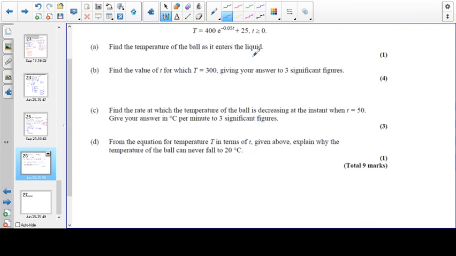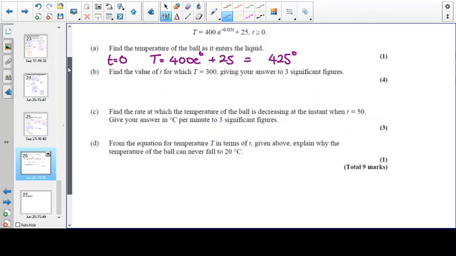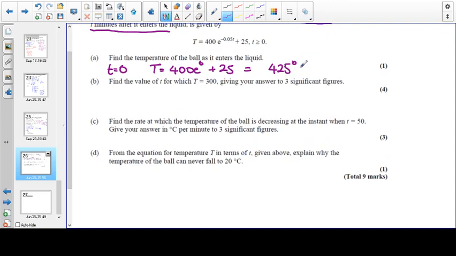Find the temperature of the ball as it enters the liquid. So as it enters the liquid, t is 0, so big T is going to be 400 e to the 0 plus 25, which is 425 degrees C.